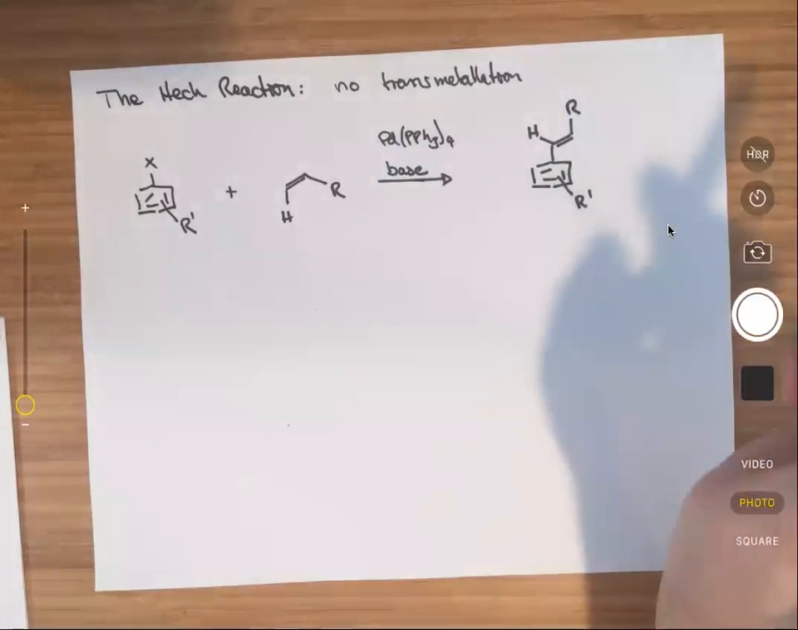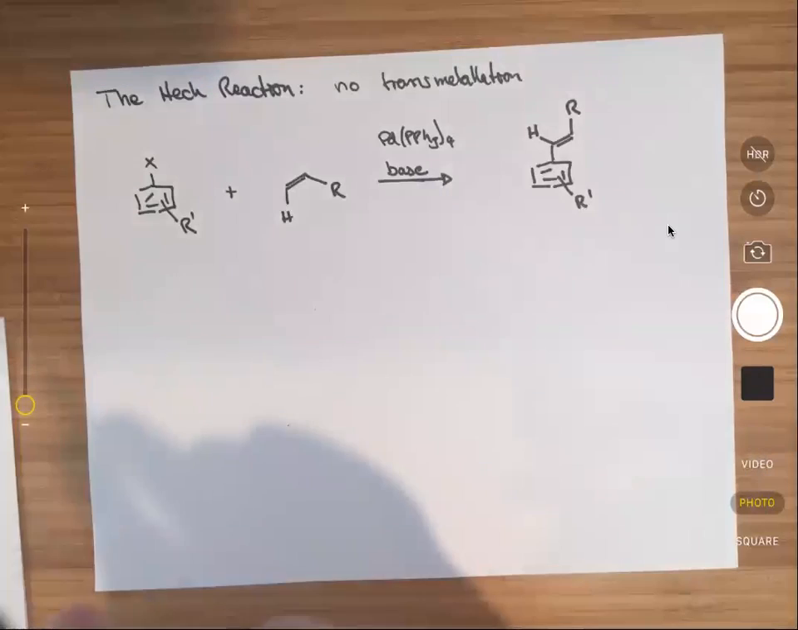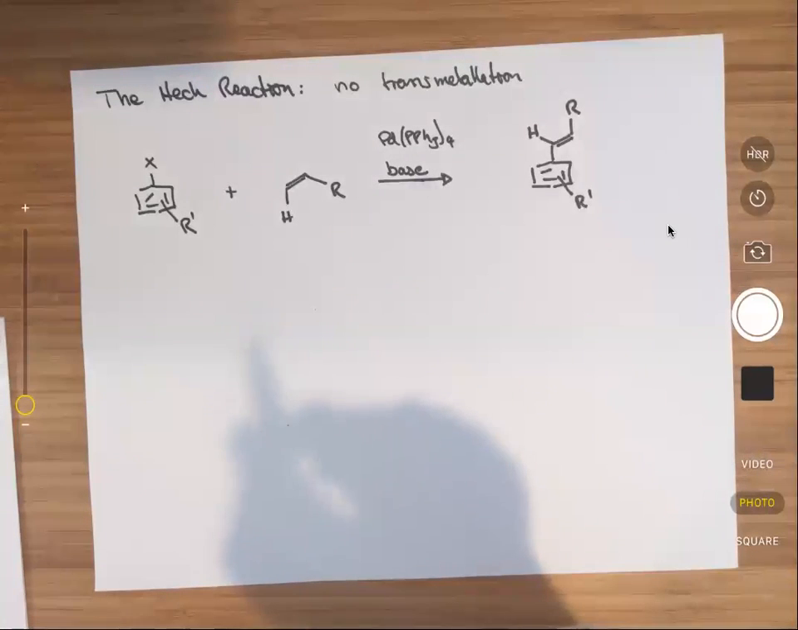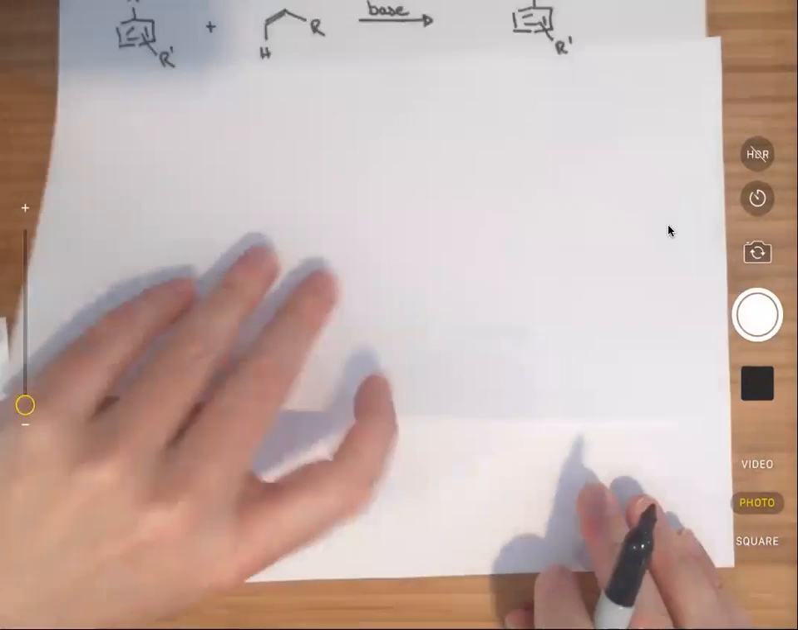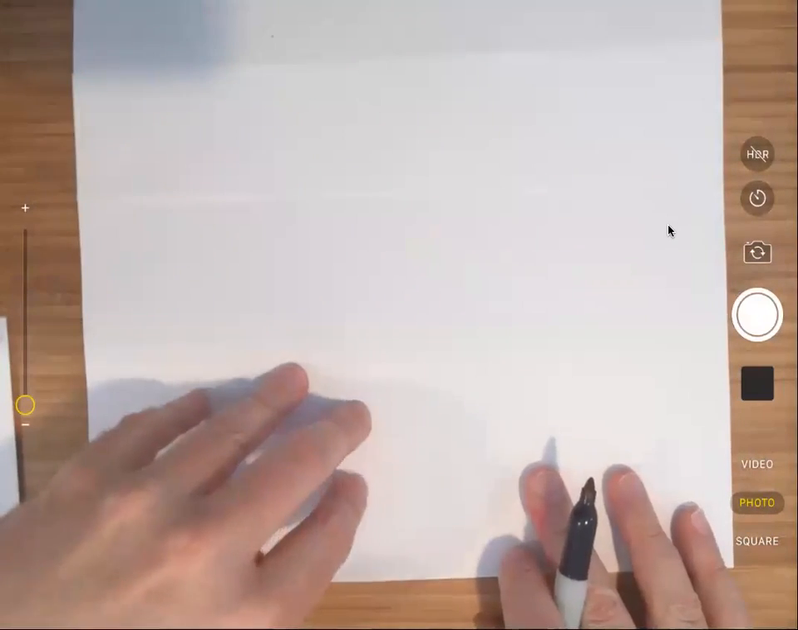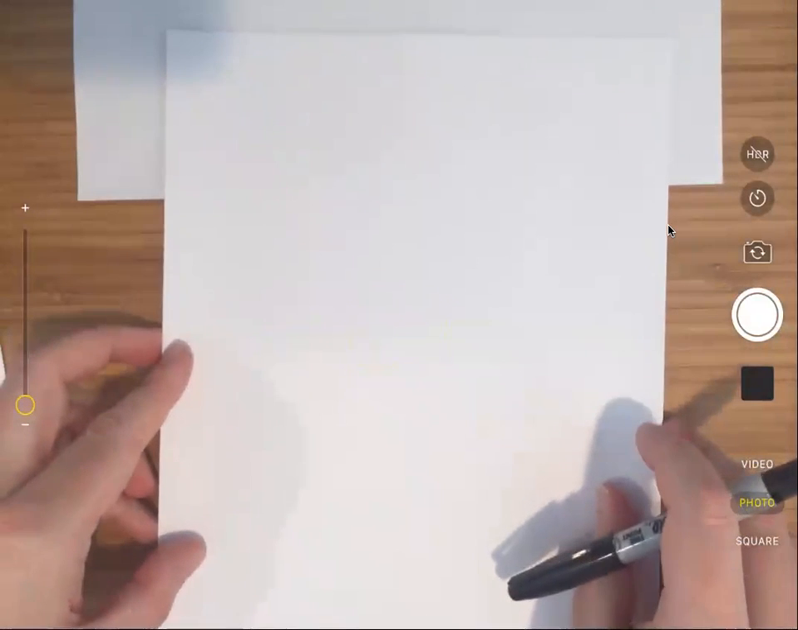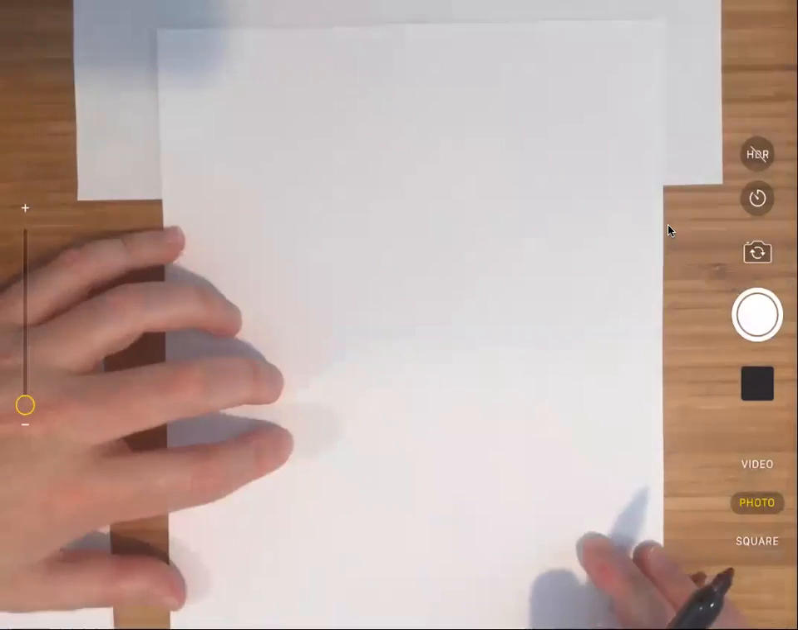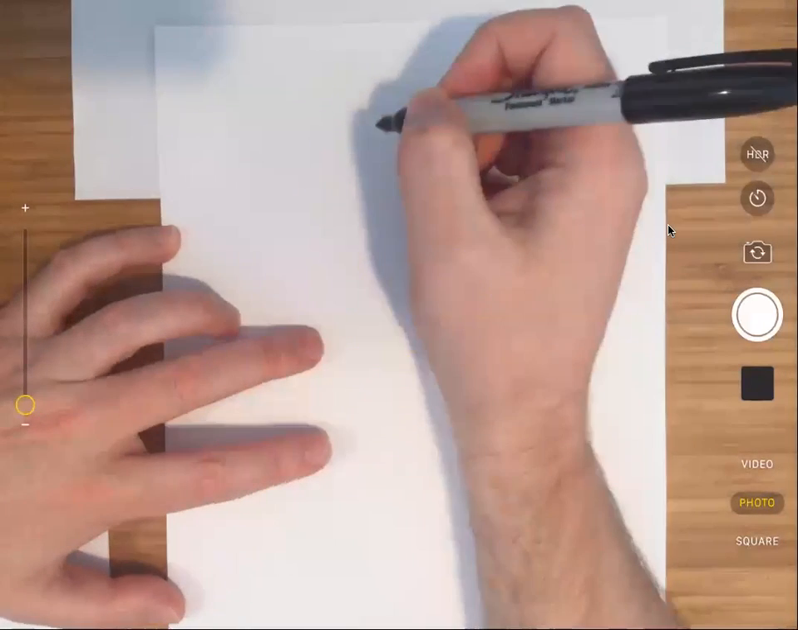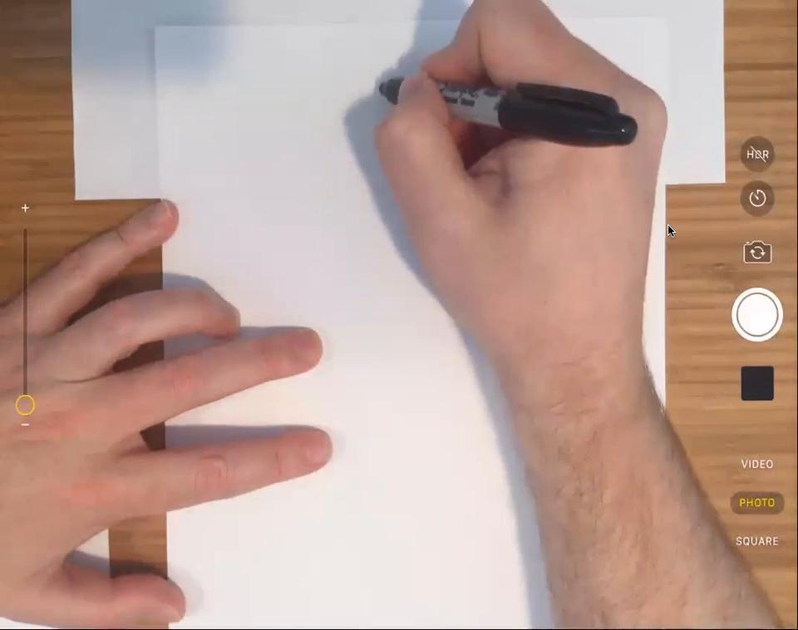Now, the interesting thing is, how does the reaction do this without requiring a transmetallation? And again, the catalytic cycle is a little bit bigger, so I'm just going to move this up a little bit. We can pull this down when we need it. And I'm going to use this paper upright. Okay, so the catalytic cycle for the Heck reaction, again, starts with some palladium 0 precursor.